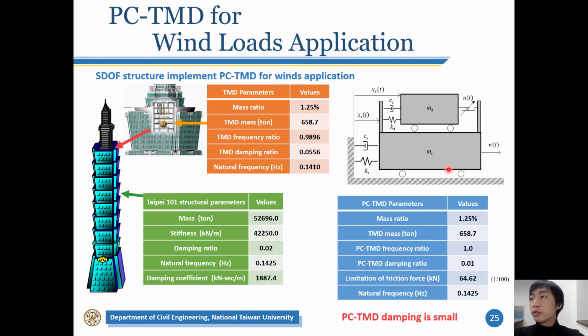The following is our simulation result. The first case, we use the Taipei 101 structure to install the phase control tuned mass damper. The Taipei 101 structure fundamental frequency is 0.14 Hz, about 7 seconds. And this building already has a passive tuned mass damper. So in this simulation, we simulate the Taipei 101 structure with the passive tuned mass damper and with the phase control tuned mass damper.